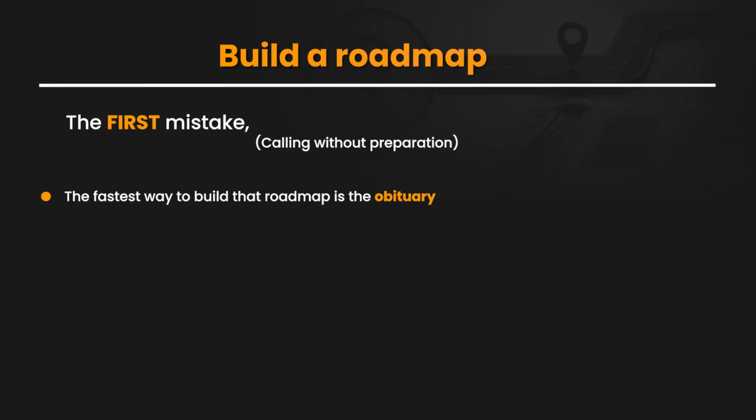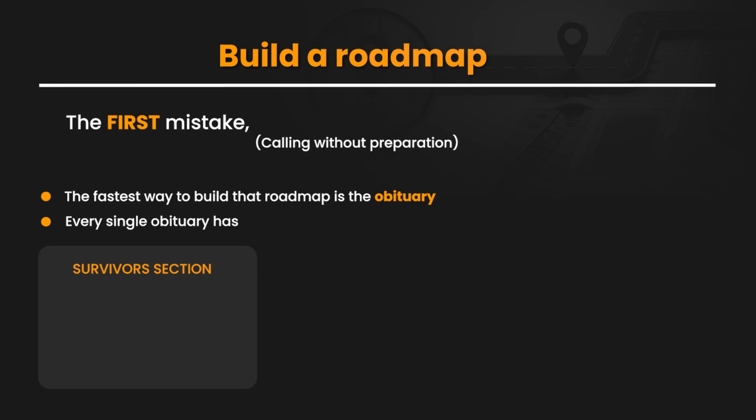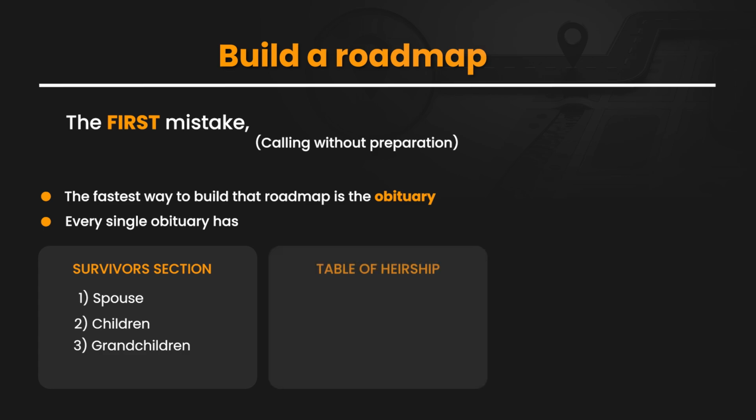Here's the thing about obituaries. Every single one of them has a survivors section. That section lists the spouse, the children, sometimes the grandchildren, and in most cases, it even tells you what city each of those people lives in. That right there is your table of heirship, written out in plain English, published online, completely free, and available in minutes.